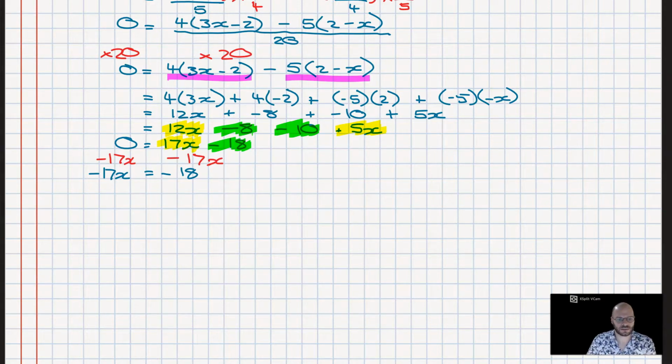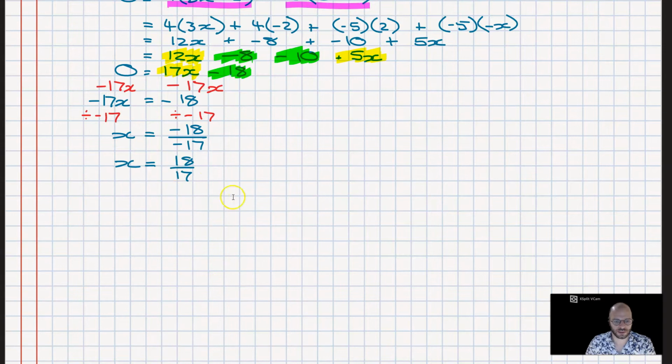Now we've got this negative 17 over on the left here, so I divide both sides by negative 17. This in turn yields x is equal to negative 18 divided by negative 17. Double negatives here, they're going to cancel out. So we get 18 over 17, and we might be tempted to evaluate this, but we definitely won't do that because 17 is in fact a prime number. So 18 over 17 is an irrational number. So therefore we leave it as x equals 18 over 17.